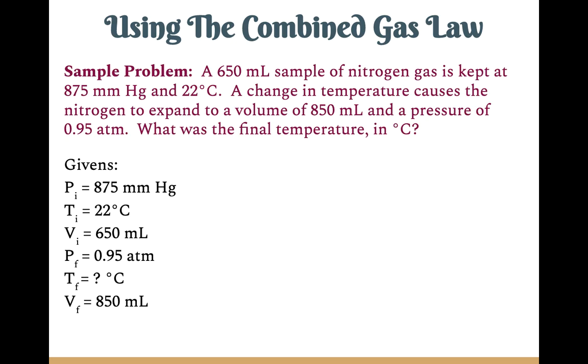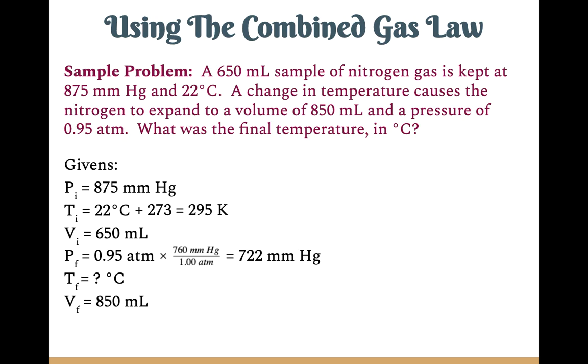So we're going to check our units. Our volumes are both the same unit, so those are good. Pressures are not the same unit, so we're going to need to either convert the initial pressure to atmospheres or convert the final pressure to millimeters mercury. I'm going to do that second conversion. If I convert atmospheres to millimeters mercury, I get 722 millimeters mercury. Now that they're in the same unit, we can put them in the equation. And then we need to also change our initial temperature to Kelvin by adding 273.